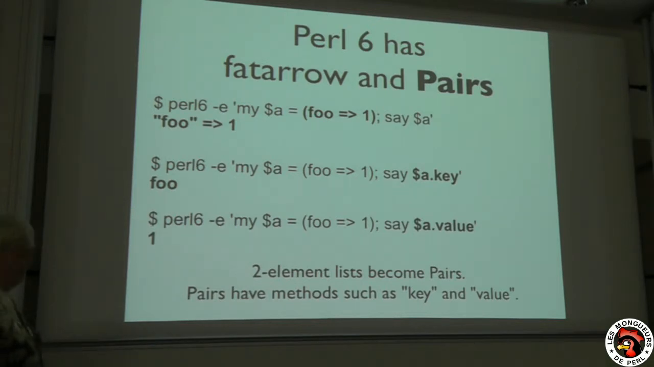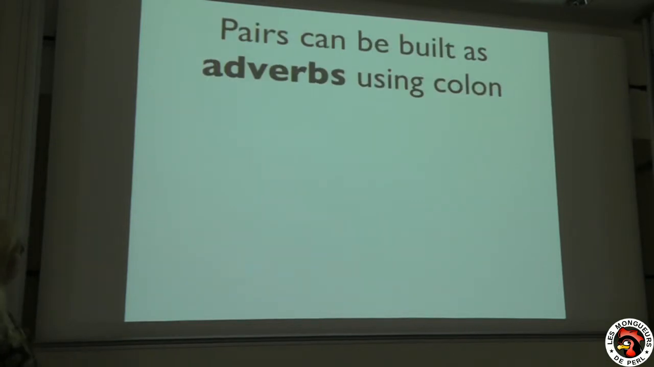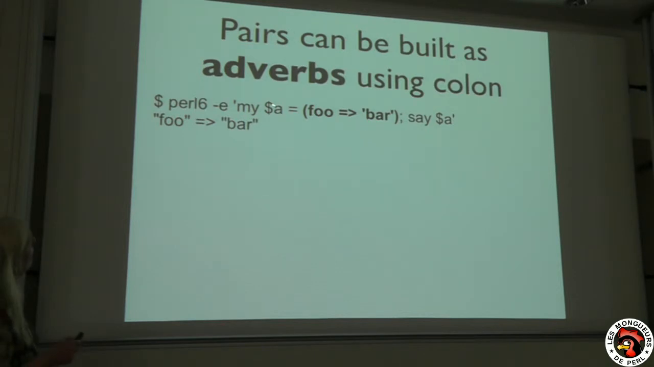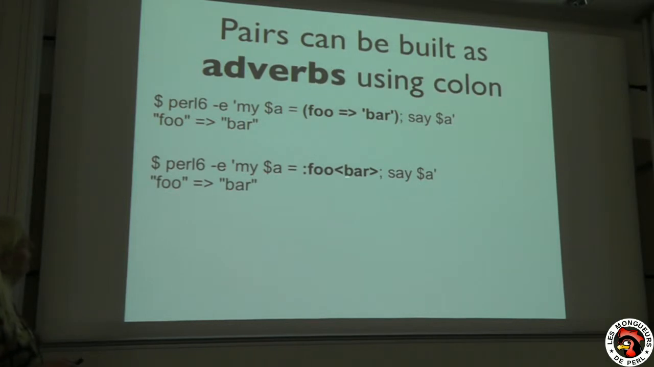Now, pairs can also be built with adverbs using the colon. So if you say this here, creating this pair, you can also say it like this: colon, who, smaller than or greater than. This is just syntactic sugar for this. It's fewer characters to type, and this way of specifying strings you can choose just about anywhere in 6.